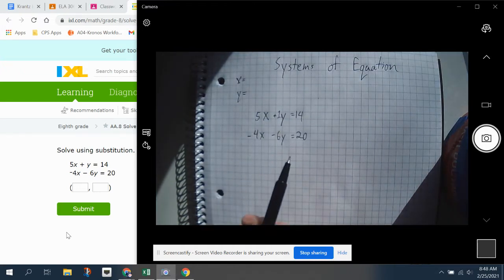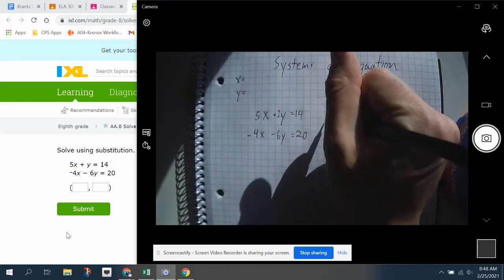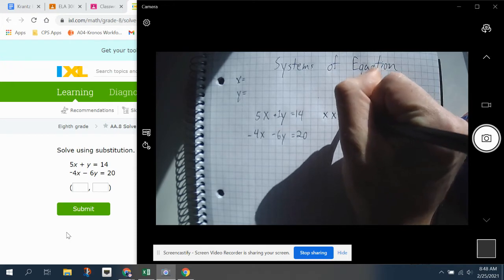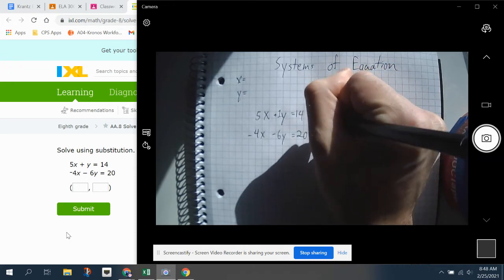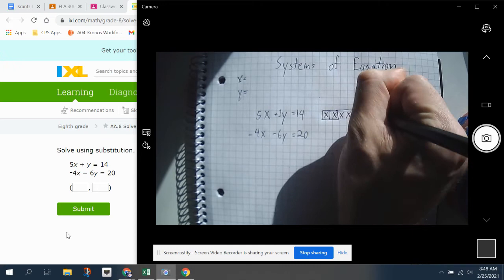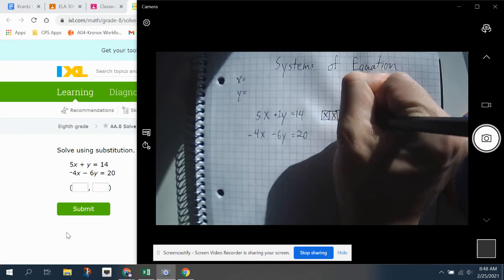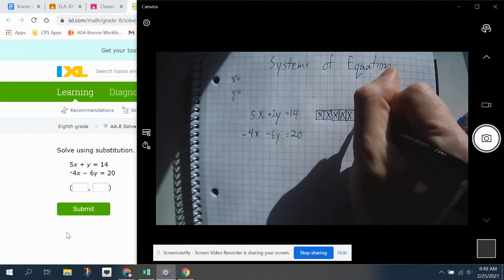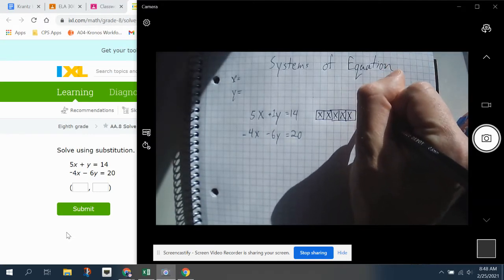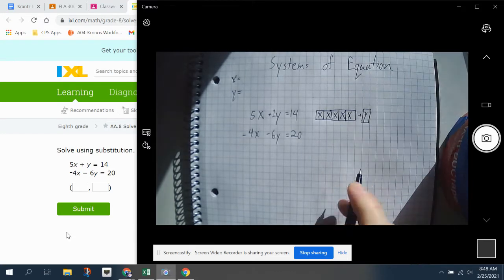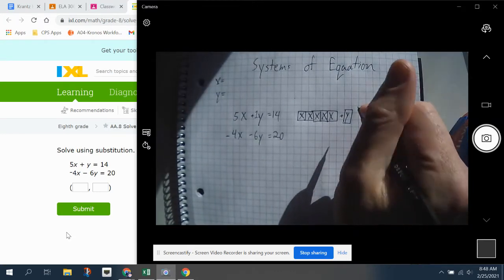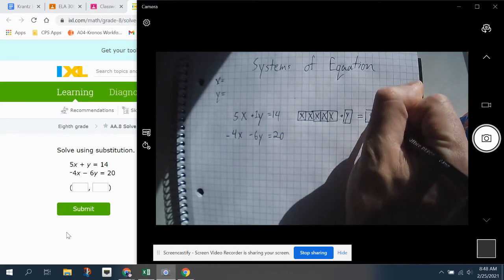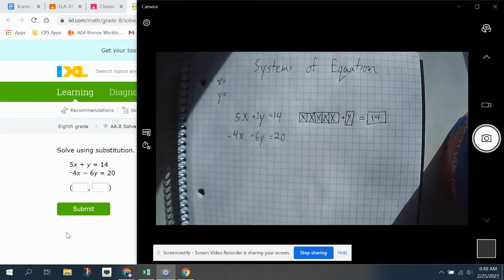So I'm going to draw this visually. First I'm going to start with 5 x's. I have these 5 x's right here, and then I'm adding 1y, and then that all equals 14. I'm not going to draw 14 little boxes, but this is 14 little boxes.